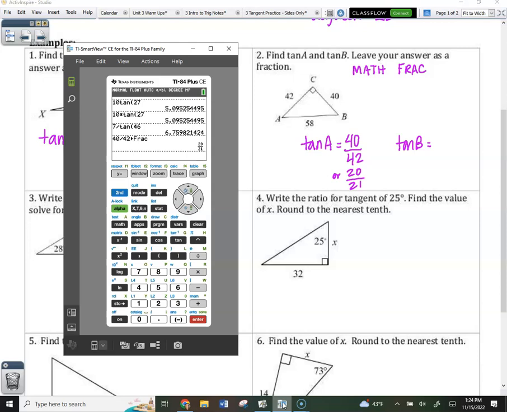Depends on what angle. No, because this is the hypotenuse, this is never anything else. The hypotenuse is always the hypotenuse, and it can never be anything else. Which is why it's helpful to label it, because then you know, bam, there's the hypotenuse. Do 40 divided by 42, and then hit math frac.